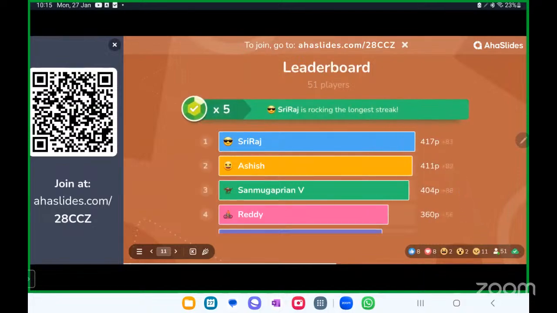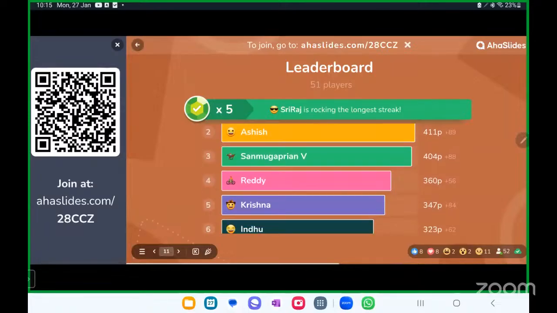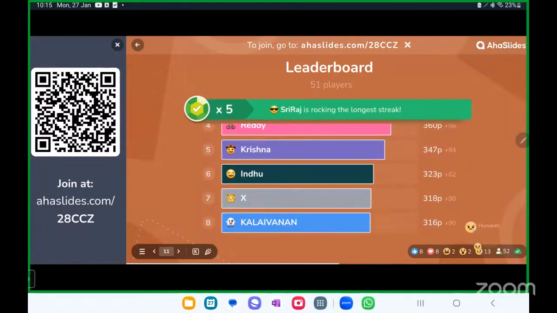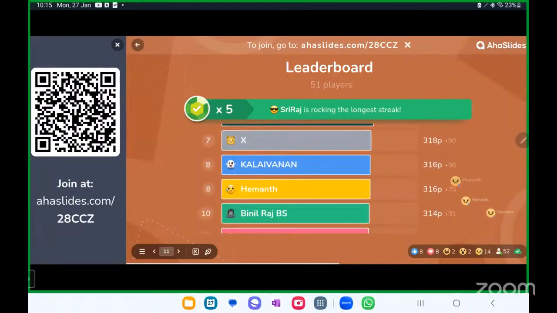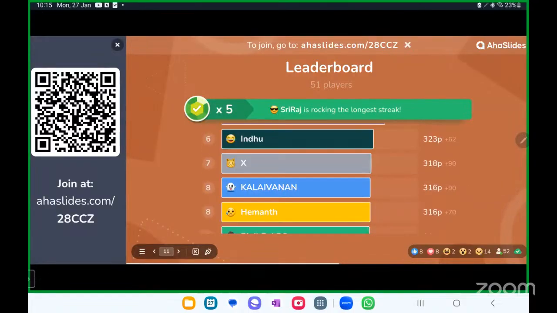So the scoreboard is pretty much the same. Let's read it. Sriraj is leading, followed by Ashish, Shanmuga Priyan. Fourth we have Reddy, fifth Krishna, sixth Indu, seventh X, eighth Kalaivanan, ninth Hemant, and tenth we have Binel Raj.